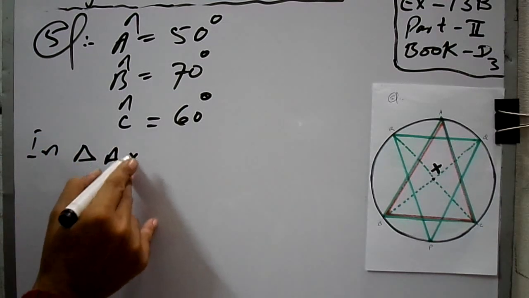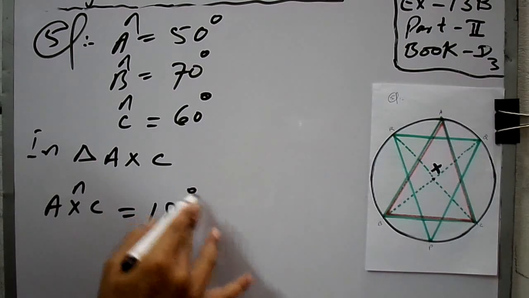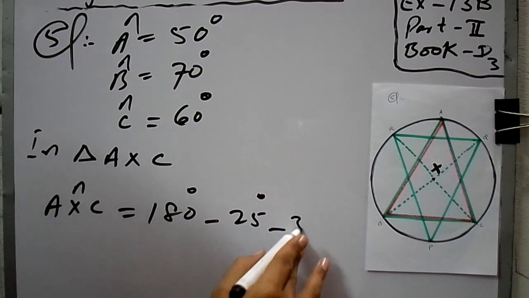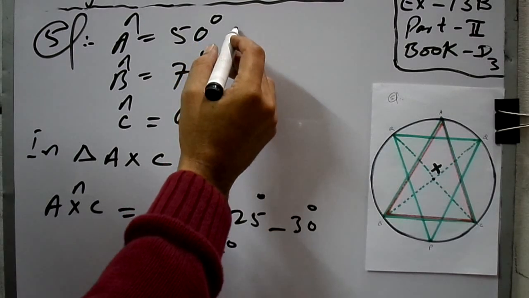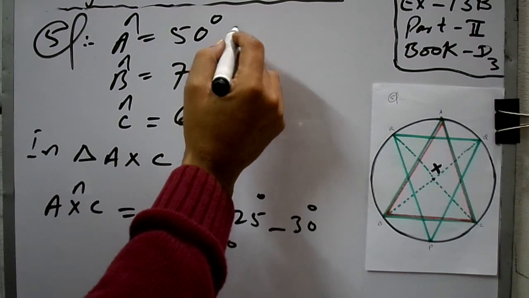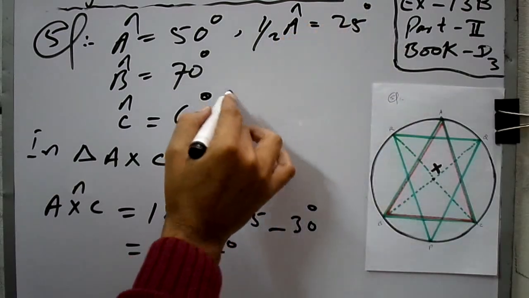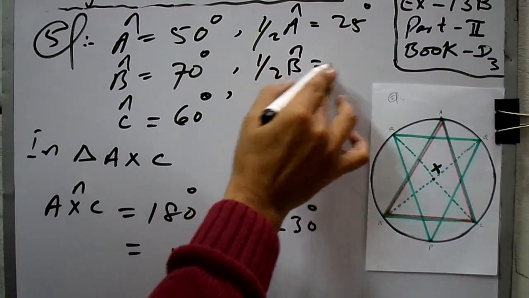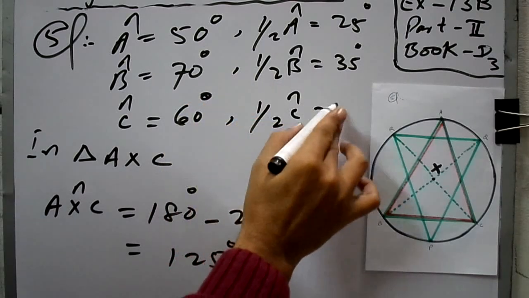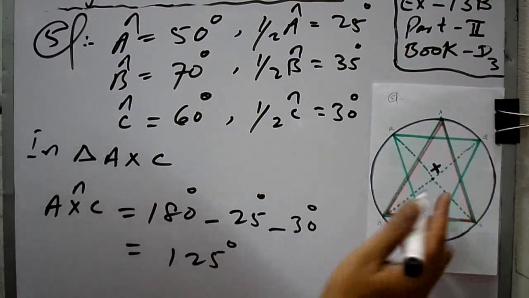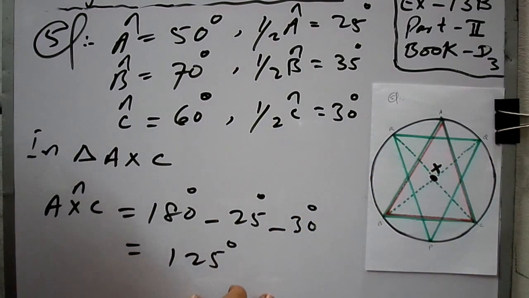First of all, in triangle AXC, the angle AXC must be equal to the sum of interior angles, subtracted, that is 180 minus 25 minus 30, which is equal to 125 degrees. How? Because we need the half angles. So this implies that half angle A is equal to 25 degrees. Similarly, half B is equal to 35, and half C is equal to 30 degrees. So that's why we used AX here, because it is a central point, so half. So 125 is your angle AXC.